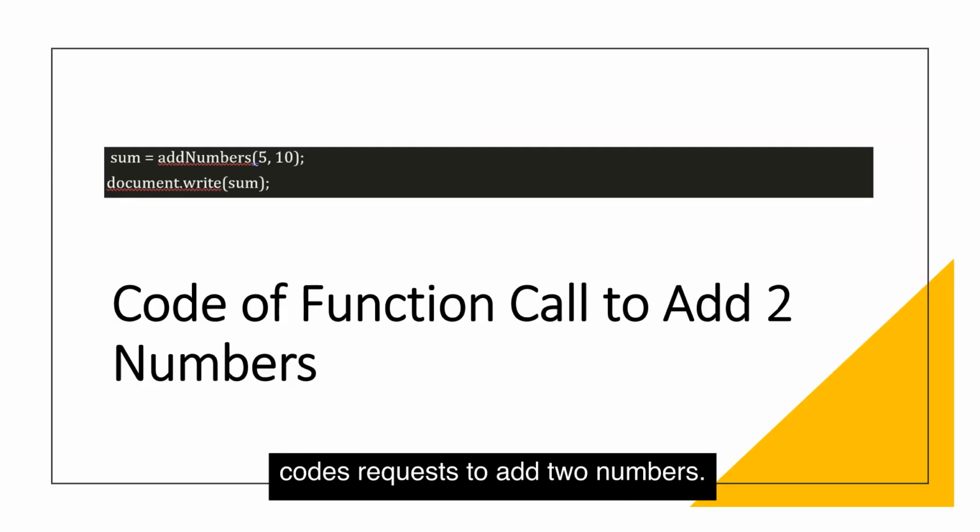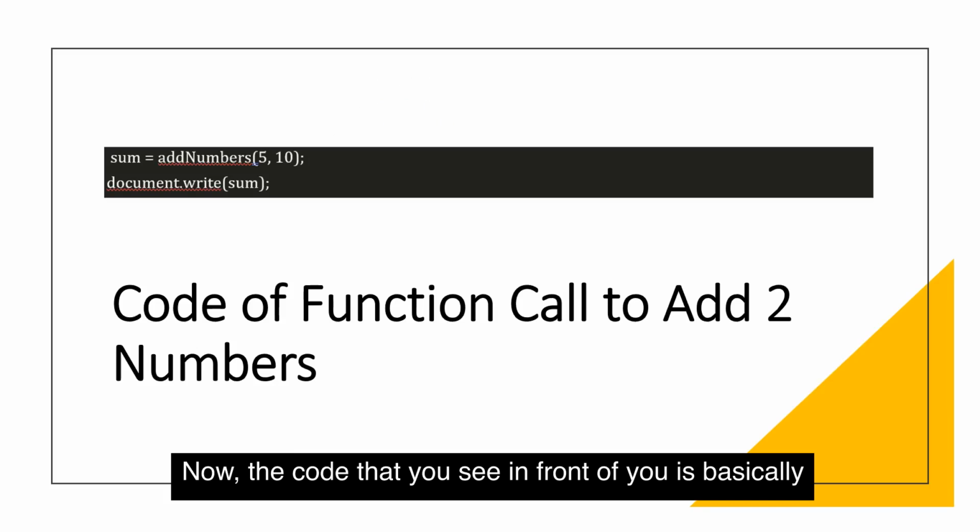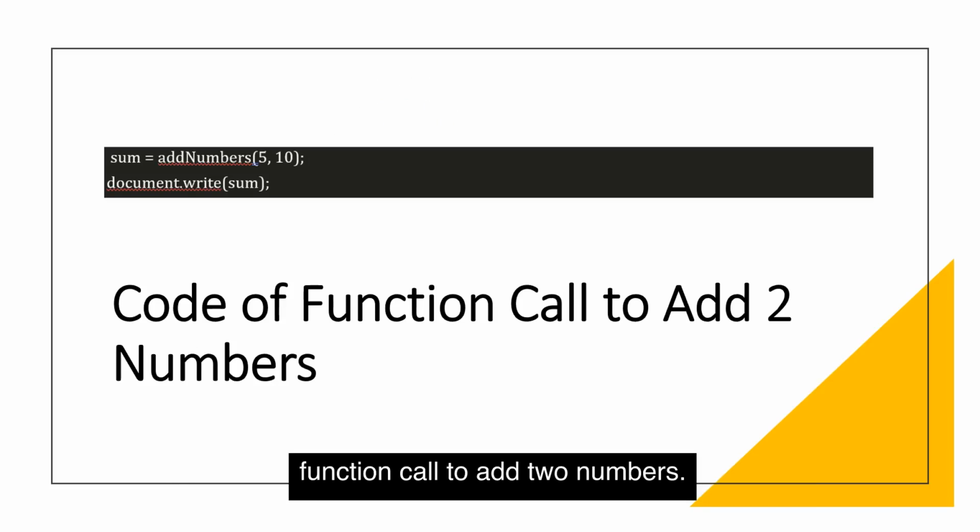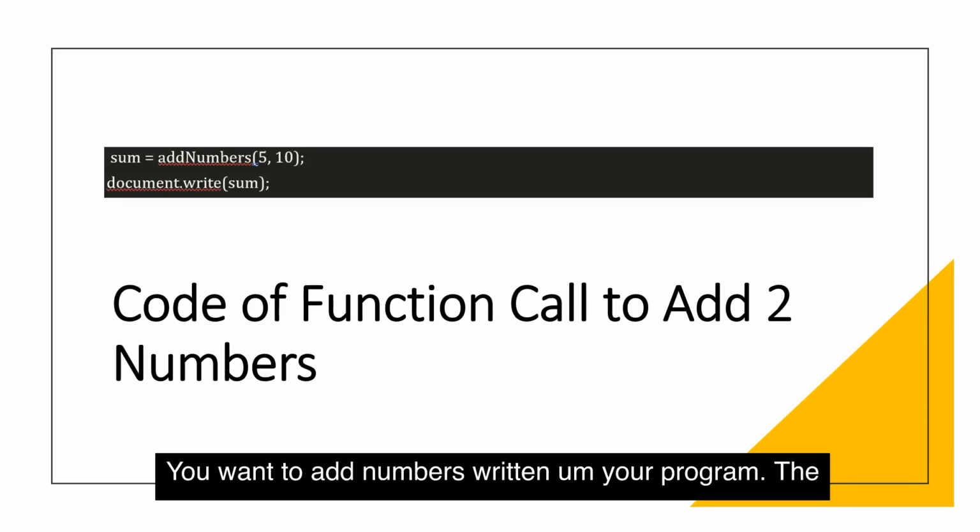Now let us look at the code snippets to add two numbers. Now the code which you see in front of you is basically a function call to add two numbers. We want to add numbers 5 and 10.